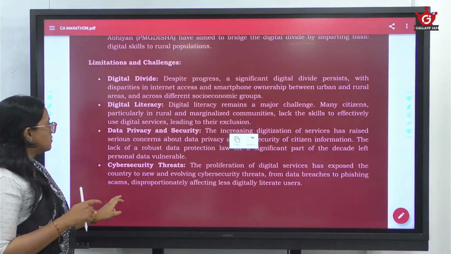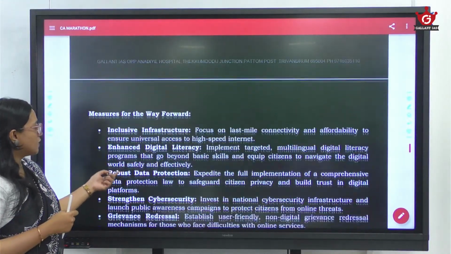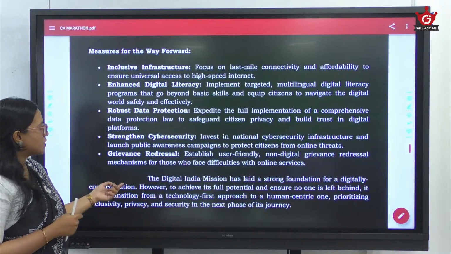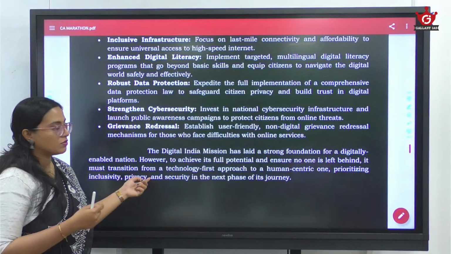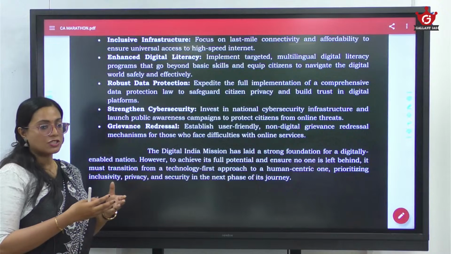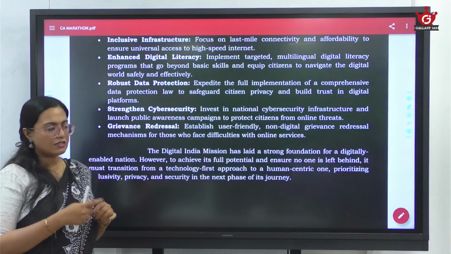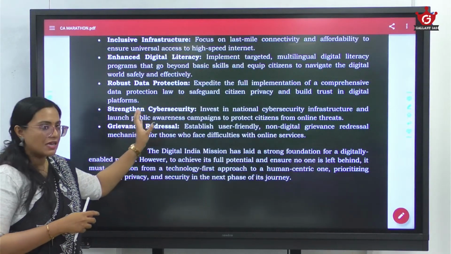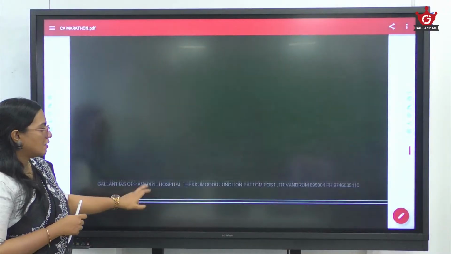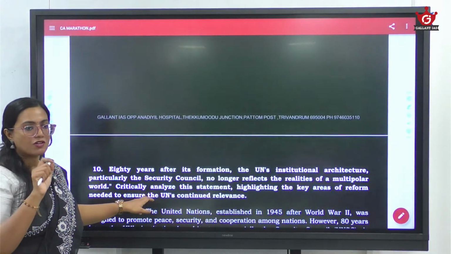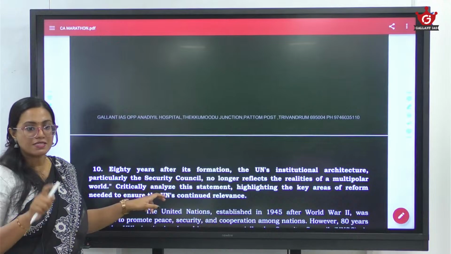When you talk about achievements and limitations, there should be way forward also. How can we improve this Digital India mission? Inclusive infrastructure, enhance digital literacy, robust data protection, strengthen cyber security. See, even if you do not have the content to elaborate these points, just at least write 1 or 2 sentences. It does not necessarily mean that you can actually explain this heading itself. Okay. But do not just write bullet points, like do not just end your statements in 1 or 2 words. You should complete it in statement form.